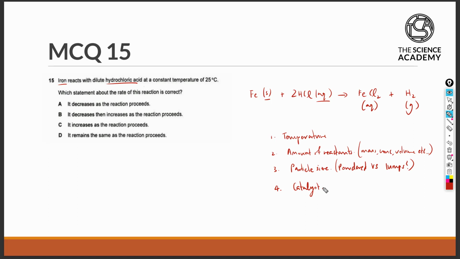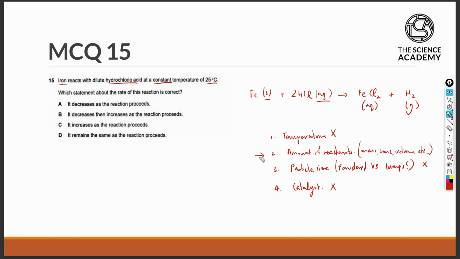In this question, a constant temperature of 25 degrees Celsius is used, so we can eliminate temperature as a factor that is going to affect the rate of reaction because it is not changed across the entire duration of the reaction. The factor of particle size can also be eliminated because in this question it doesn't state anything about the particle size of the iron metal. A catalyst is also not mentioned in this question.